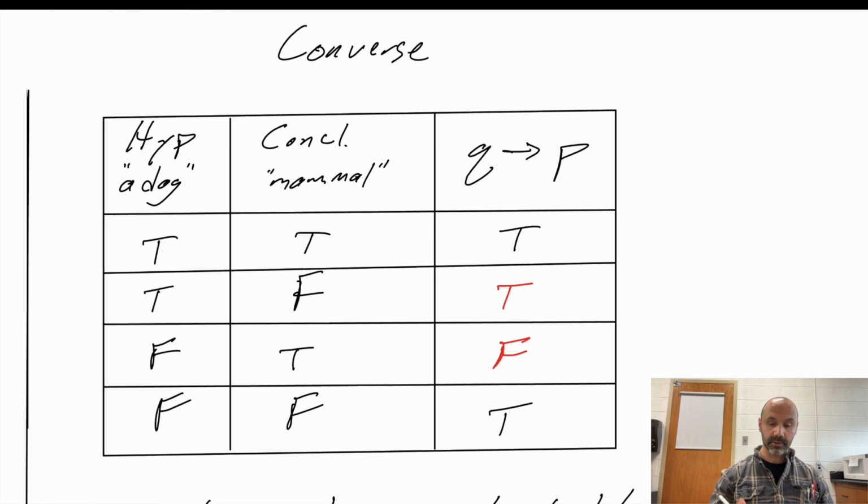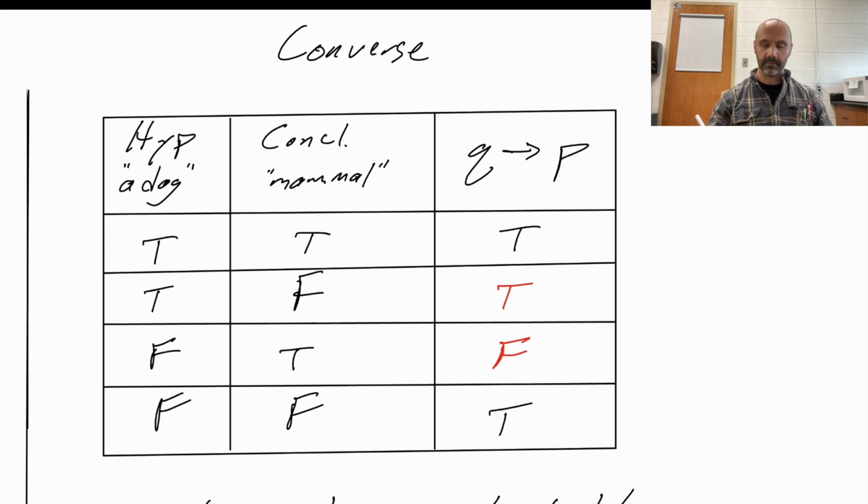For the converse, it looks different, because now it's if Q, then P. Again, the only time this is false is when this part is true and this part is false. The only line where that happens is this, where this is true, the Q part, and this is false, the P. And so this is the truth table for the converse of the original conditional statement.